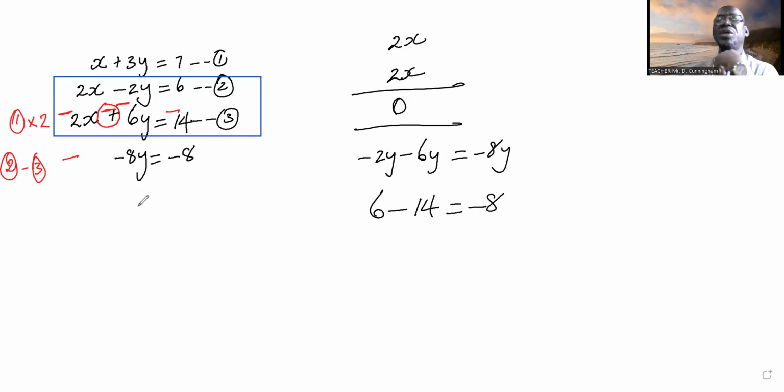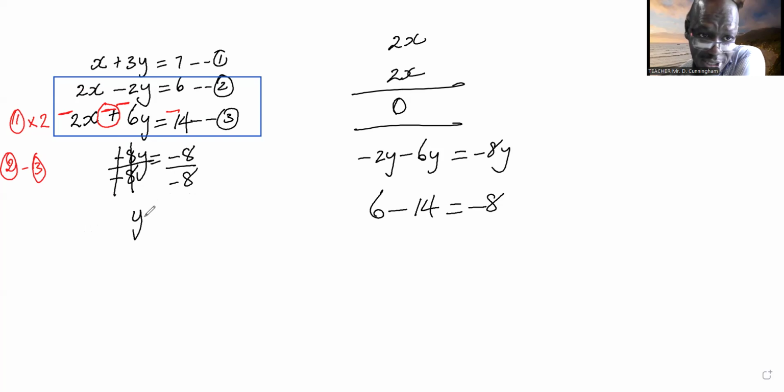So, Mikhail, what are we dividing by throughout? Negative 8y equals negative 8. So we are dividing throughout by what? You're dividing by negative 8. So the negative signs cancel, the 8 cancels. The y is equal to 8 into 8, 1; 8 into 8, 1. So y is equal to 1.